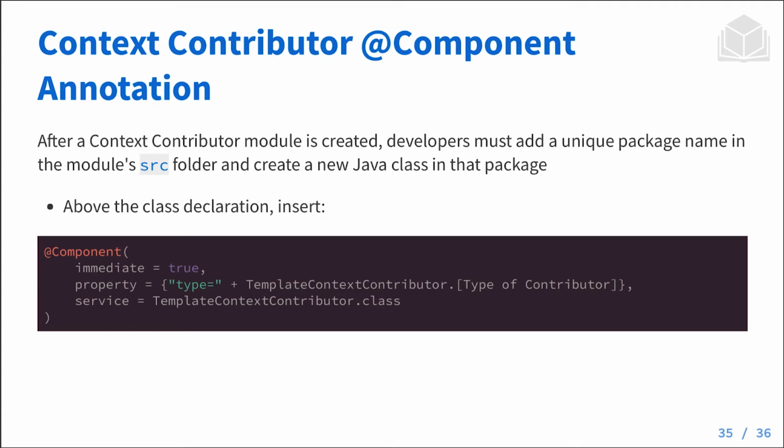All right, so similarly to the theme contributors, the context contributors require a special callout, or in this case, the component annotation, in order to make the module a context contributor package, okay? So here is an example. In the class declaration, we need to add the component that calls out the property and service in order to make this a context contributor, okay?